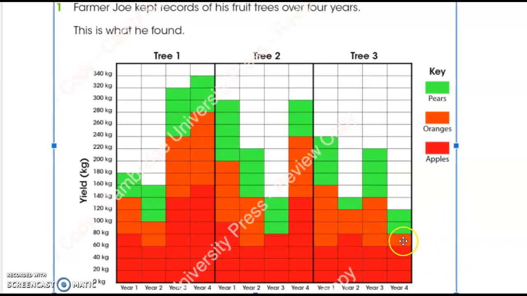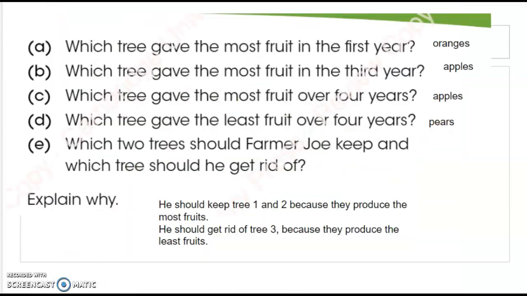The third tree, right? So if I was Farmer Joe, I will keep the first and the second tree, and I will cut off the third tree. Right? So the answers you can copy in your learner's book. Okay, so these are the answers. Please copy down the answers if you have not done so just now. The answer to the last one: he should keep tree 1 and 2 because they produce the most fruits. He should get rid of tree 3 because it produces the least fruits.